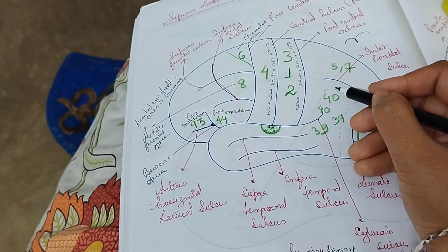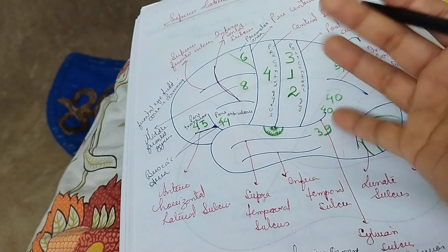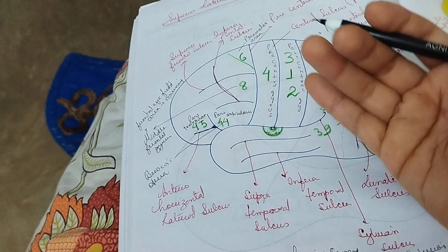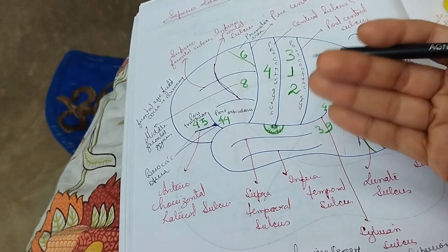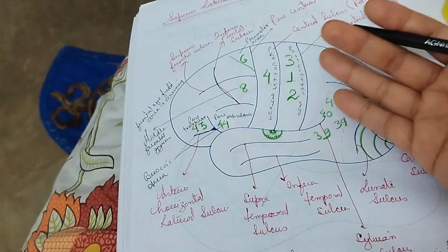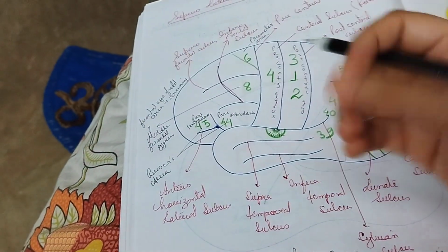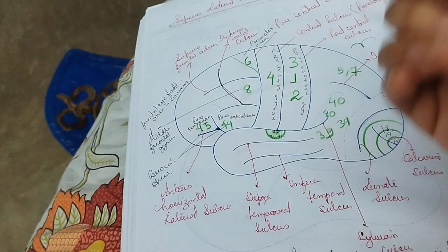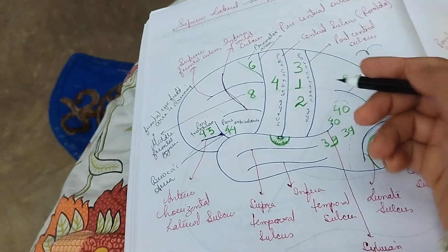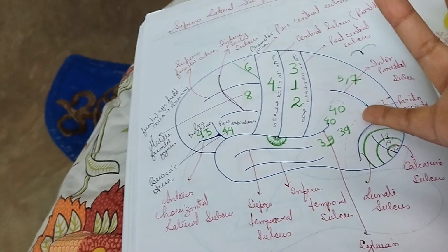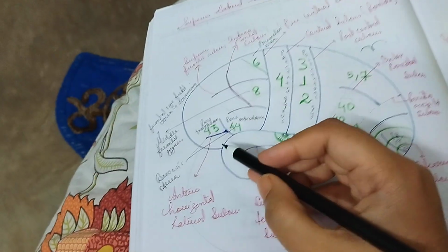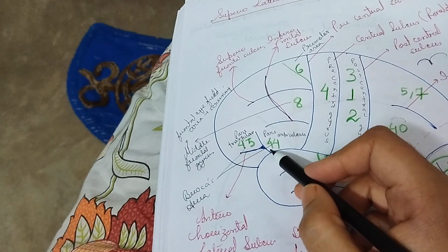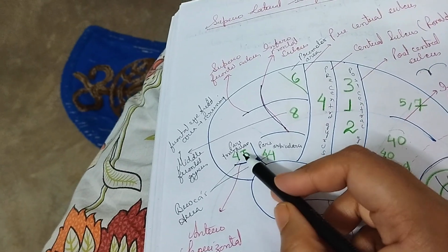When a particular area is harmed, the person will talk in a language, but you will never understand what the person is saying. They will talk in a different language that is very hard to comprehend, and this defect is sensory aphasia. These two areas are very important. These are areas 44 and 45.